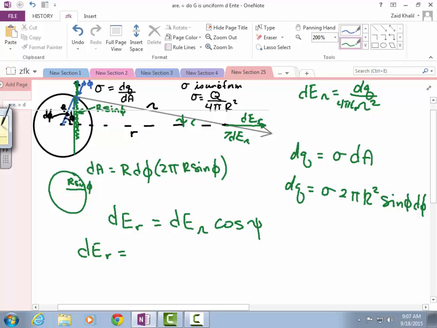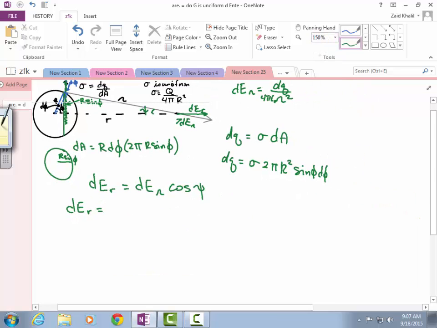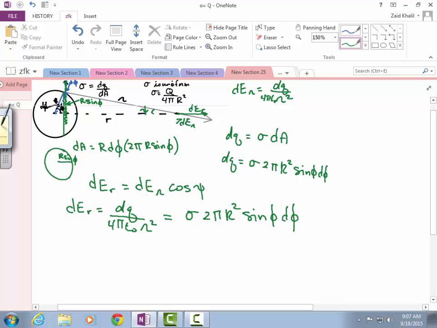Wait, should there be another angle in there? Because you're only talking about a small chunk of that hoop, right? No, now this is the hoop. This is the whole hoop. Okay, all right. So now I'm going to zoom in a little bit. So dE little r is going to be dq over 4 pi epsilon naught script R squared. But this is equal to sigma times 2 pi big R squared sine phi d phi, and that's over 4 pi epsilon 0 script R squared.